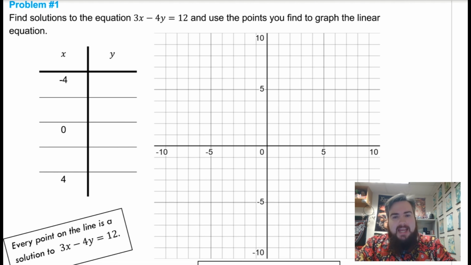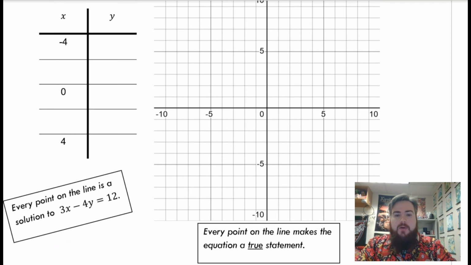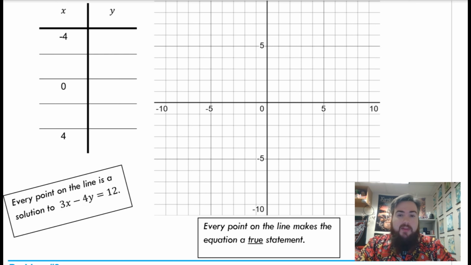We have a couple hints here to keep in mind. We are told at the bottom here that every point on the line is a solution to 3x minus 4y equals 12, and also that every point on the line makes the equation a true statement. What this tells us is that we are going to be using that equation and trying to find these coordinate points based on what values would work to make that equation true.